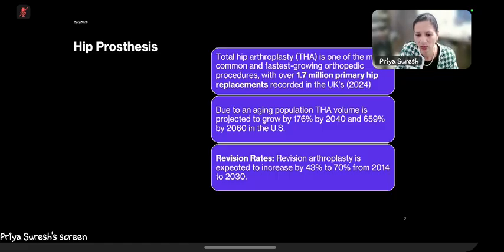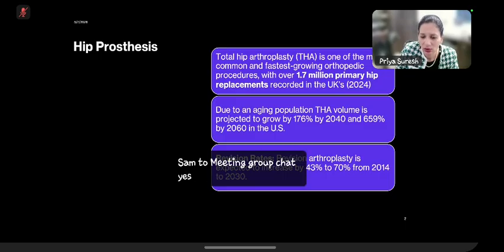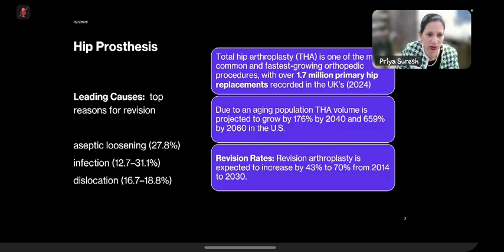Knee prosthesis is also quite evident. Now they have started doing ankle prosthesis as well. So the other point is the revision rate is also expected to increase. What are the three main causes for revision?